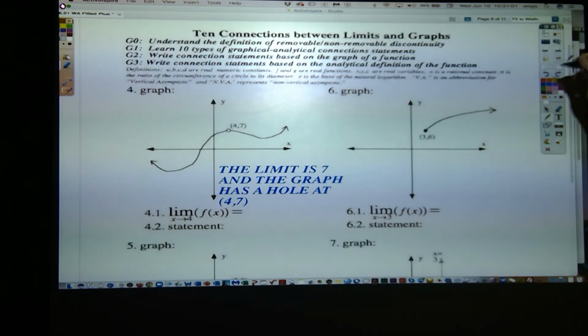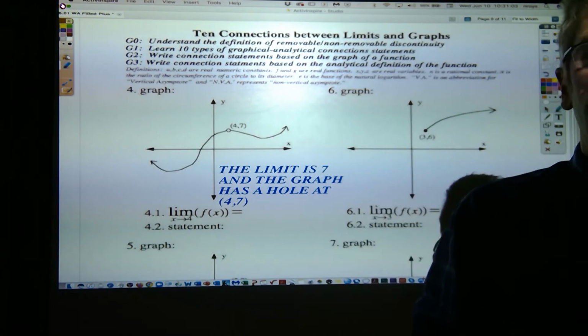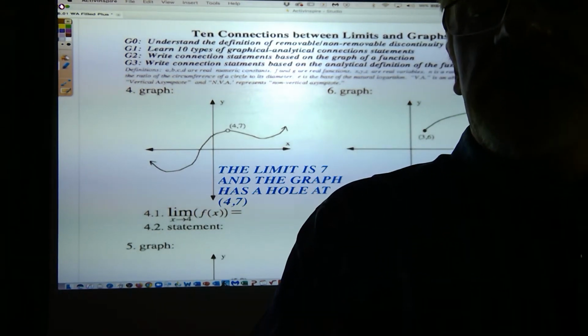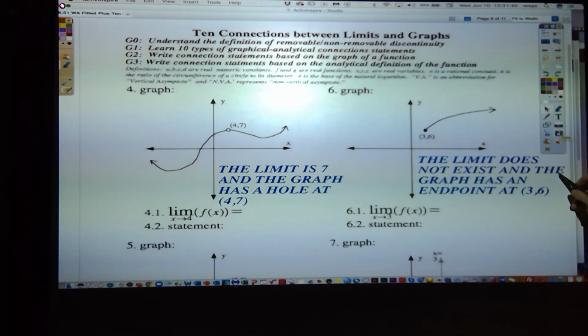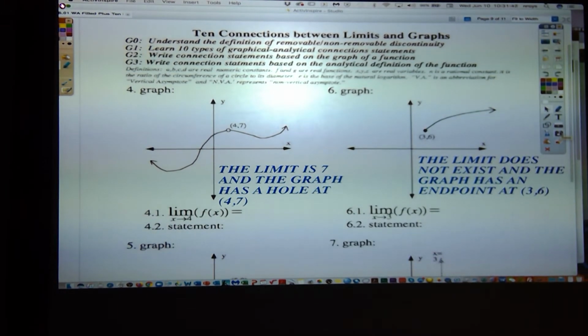Next, try problem 6 on your own. You may begin. So the answer to this one is the limit does not exist and the graph has an endpoint at 3, 6.